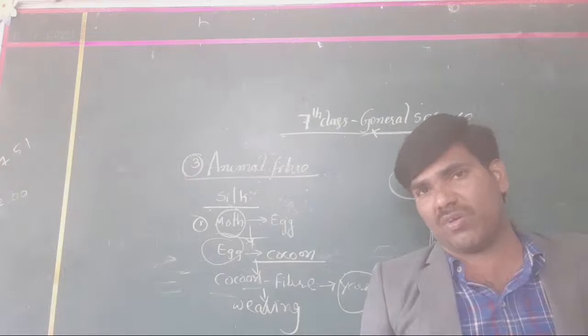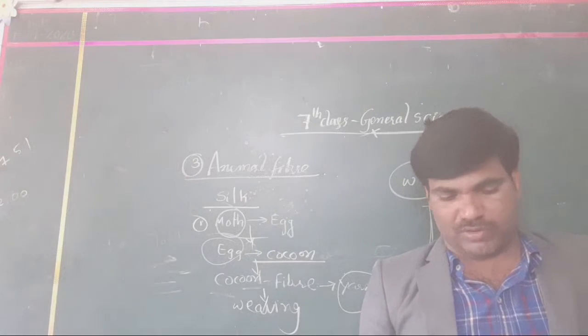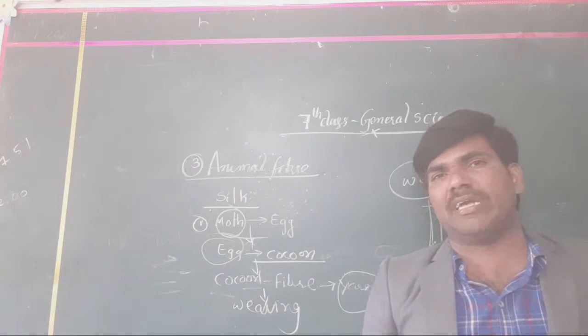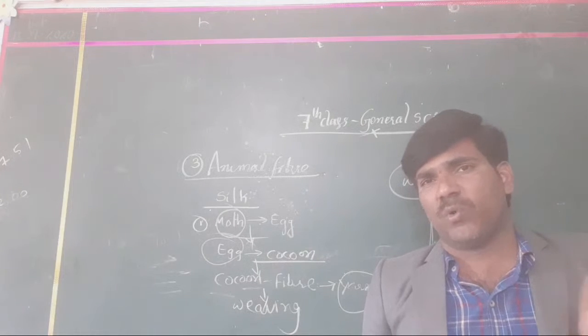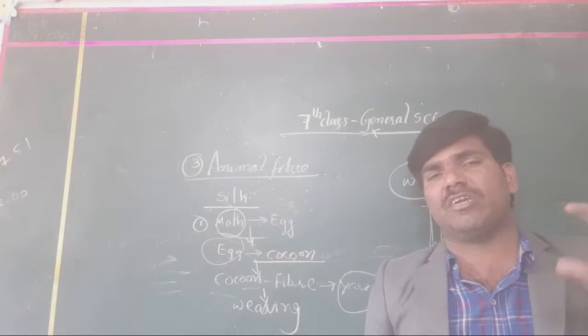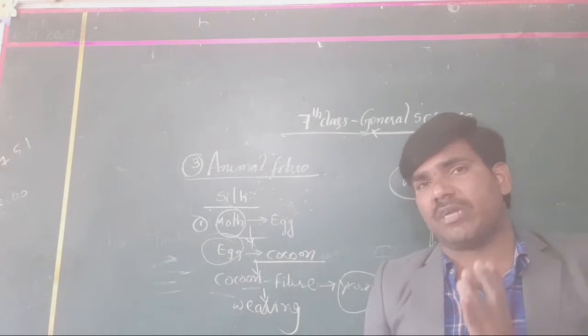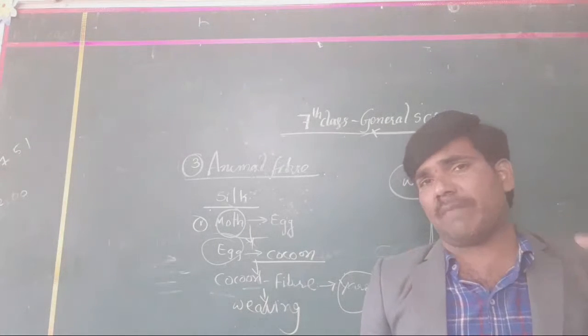These are the things you have to memorize once. Clear or not, all the students? This is only about our animal fiber. Simple thing: how to collect the silk, how to collect the wool, and how to process it and convert it into fiber first. Then how that fiber is converted to yarn. How yarn is converted into fabric.